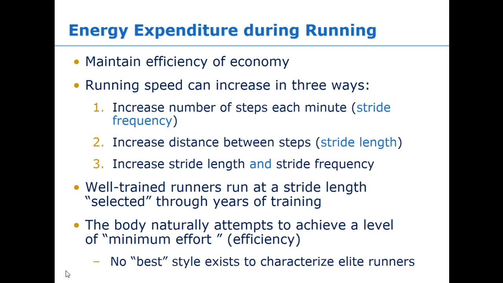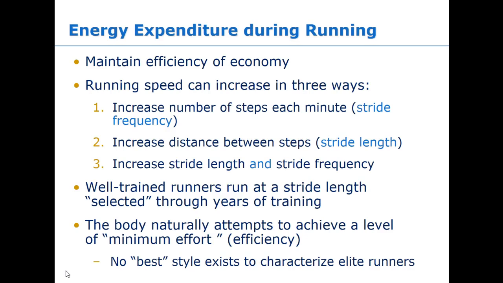Energy expenditure will require increases if we don't maintain this efficiency of economy. So when we discuss becoming a better runner, and better running probably means reducing your times and therefore increasing your speed, a runner can increase their speed in 3 different ways. They can increase the number of steps in each minute, that's otherwise known as stride frequency. They can increase the distance between those steps, which is considered stride length, and then they can do a combination of those two by increasing their length and their frequency in regards to their stride.